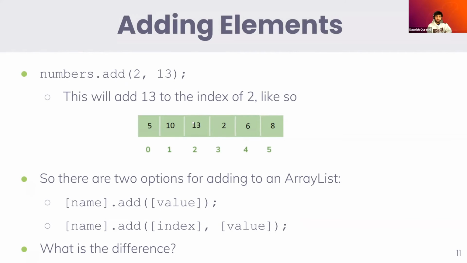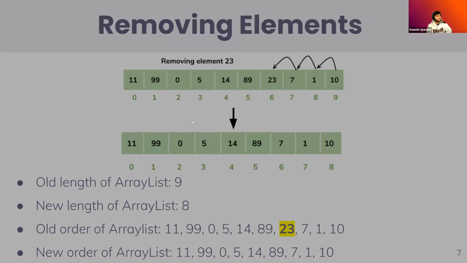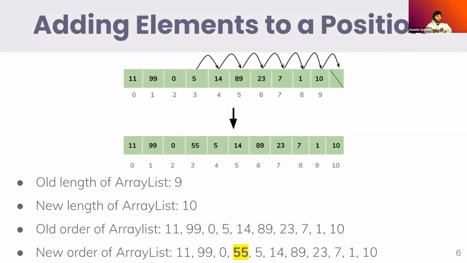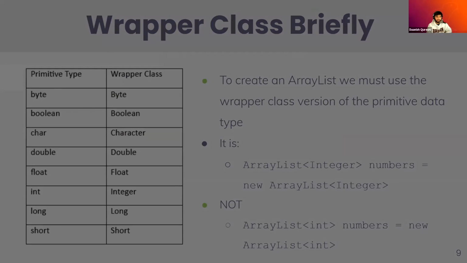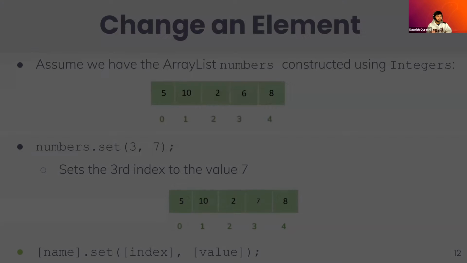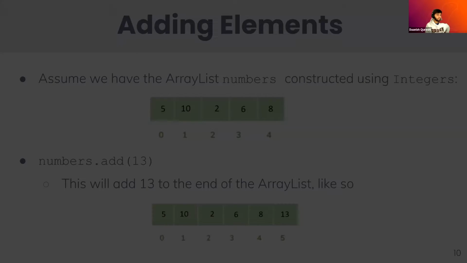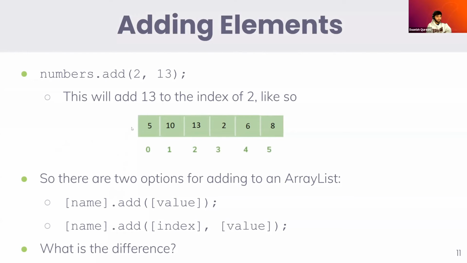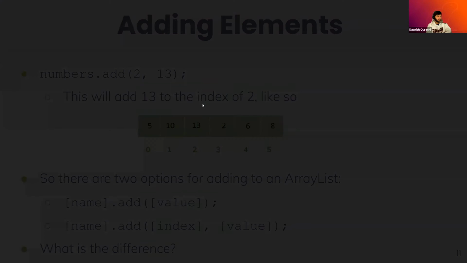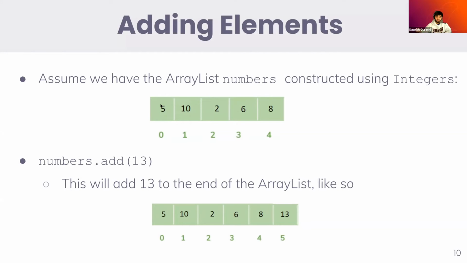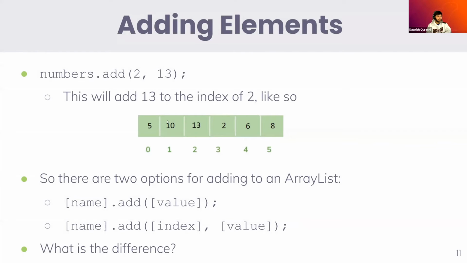So now we're passing 13 to the second index. And what that's doing is, like we saw here, when we added 55 to the third index, it slides everything else down. Okay, does everyone make sense? Can I see some thumbs up? It's a little bit confusing, but hopefully you guys understand because of what we did before. Our original array list was 5, 10, 2, 6, 8. But now it becomes 5, 10, 13, and then 2, 6, 8, because we added the 13 to the second index.